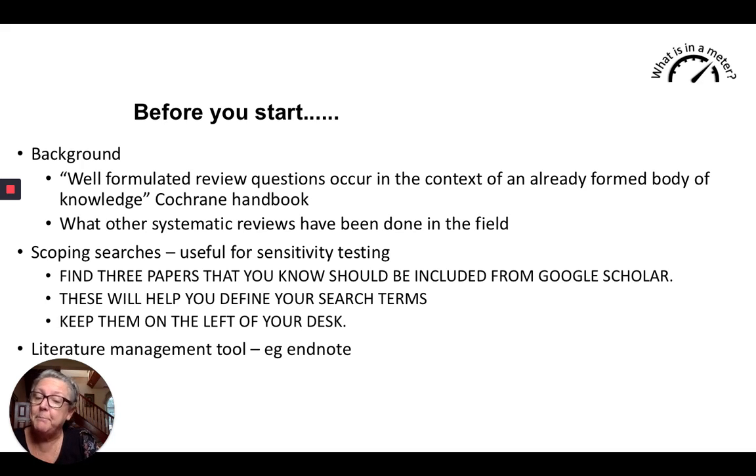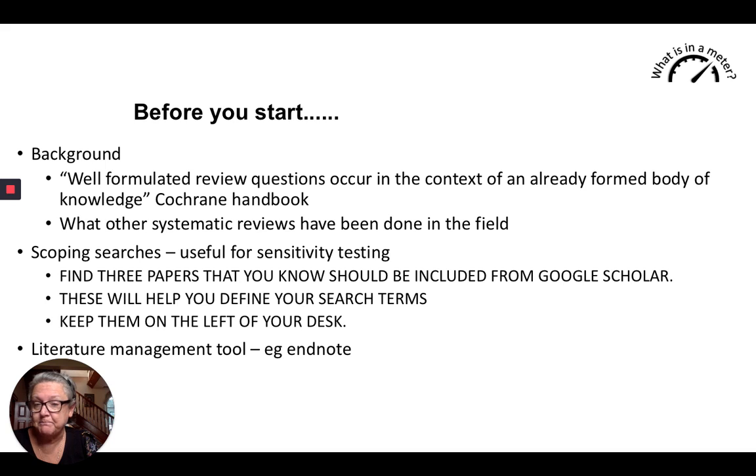And the best way that I know to do this is for you to actually look and find reviews or papers that would be similar to what you want to do. It might be a different topic area, but if you want to know about effectiveness or barriers and facilitators, find another systematic review that's done that, and you can then learn from that in terms of defining your question.